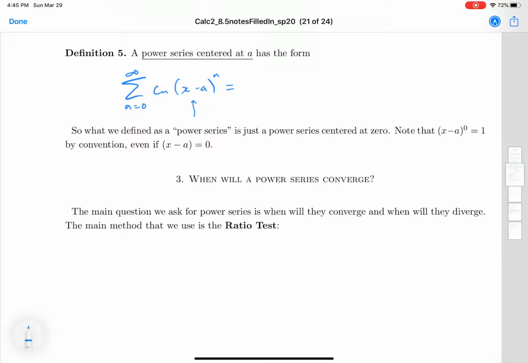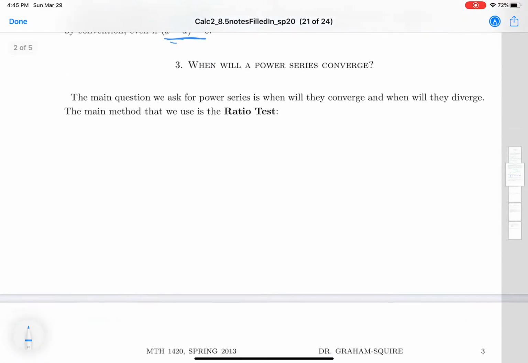these x minus a's are going to turn into 0. So it's like that's the spot where you're starting from. Instead of starting at 0, you're starting at a, and a counts as your 0. So your first term is still c sub 0, because anything to the 0 power is going to be 1. And then you get c sub 1 times x minus a to the 1 power, c sub 2 times x minus a squared, c sub 3 times x minus a cubed, and it continues on that way. So in particular, what we defined as a power series before just means a power series centered at 0.